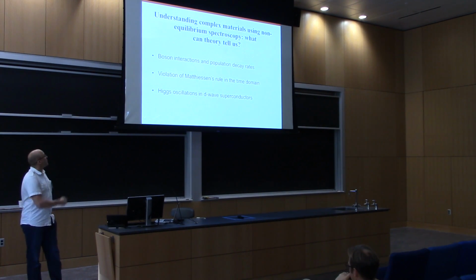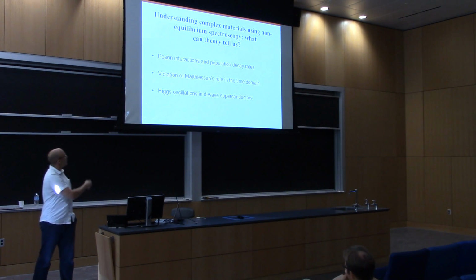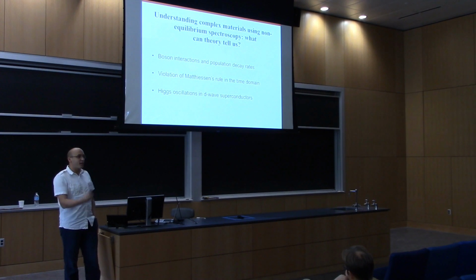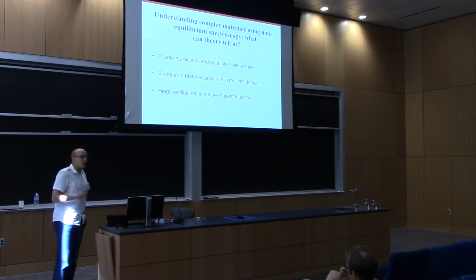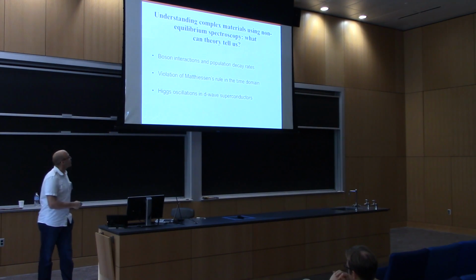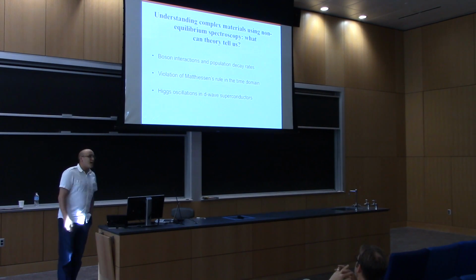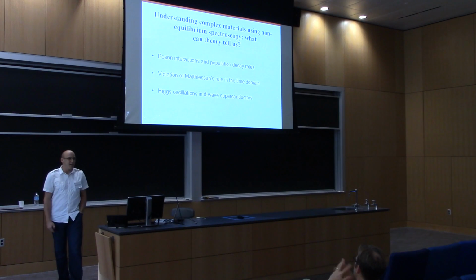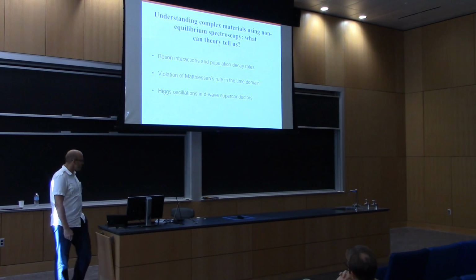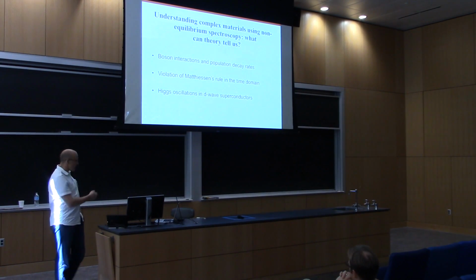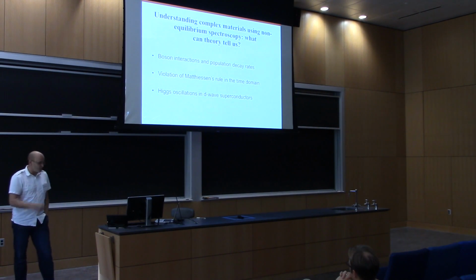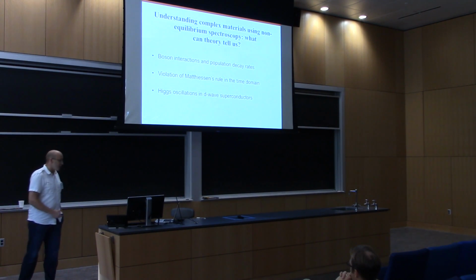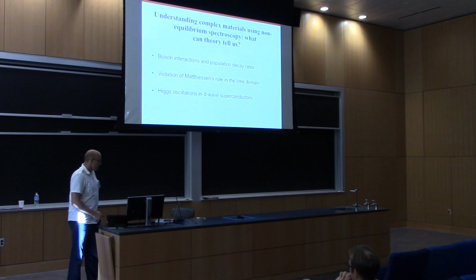So I'm going to talk a little bit about electron-boson interactions, particularly electron-phonon, and how this relates to population decay rates, which is something that's commonly measured, as Rick was just showing us. I'm going to talk about Matthiessen's rule. I may remind you what it is, and then I'm going to tell you how it might not apply in the time domain. And finally, if I have time, and I'll do my best to have time spurred on by the questions earlier, I'll talk about Higgs oscillations in d-wave.